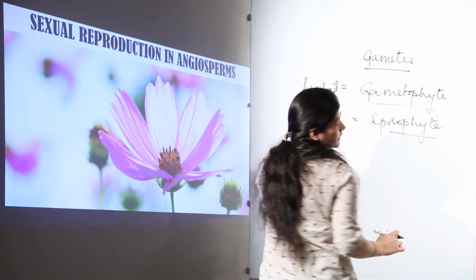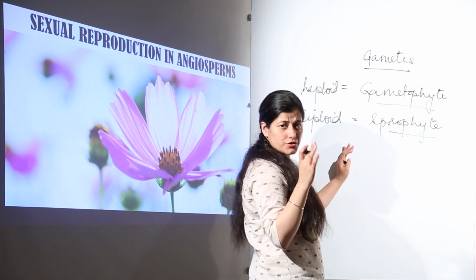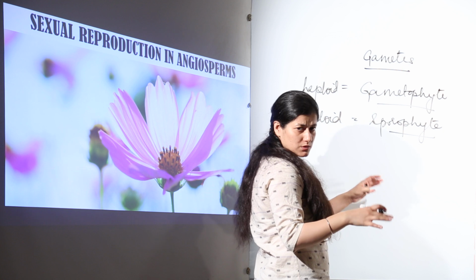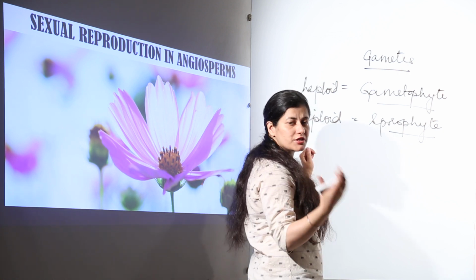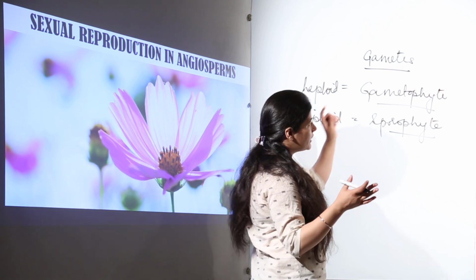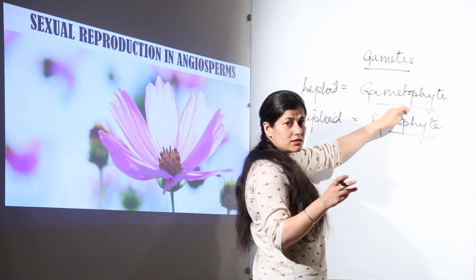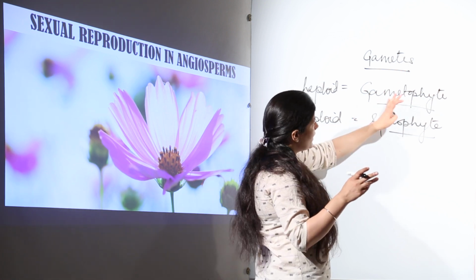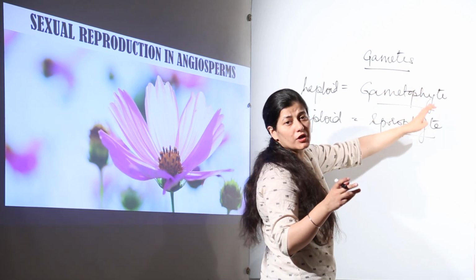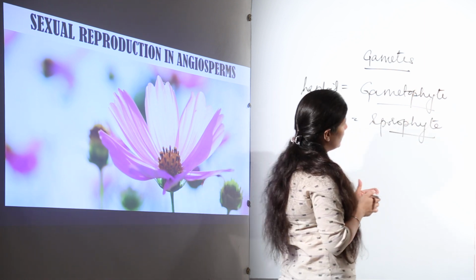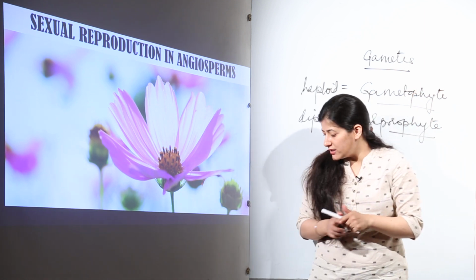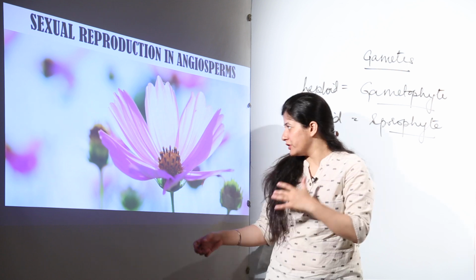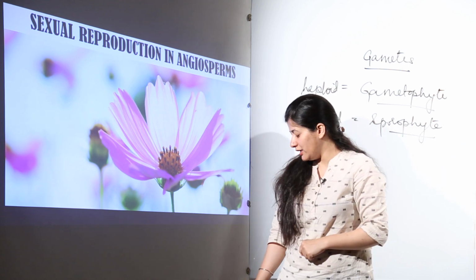Alright. The flower could be bisexual or it could be unisexual. It depends what type of flower it is. If it is bisexual, it has both male and female gametophytes present. That means the organs for male and female sex reproduction are present within the flower itself. So, we will see the structure of the flower and you will get an idea what we are going to deal with next in the coming lessons.